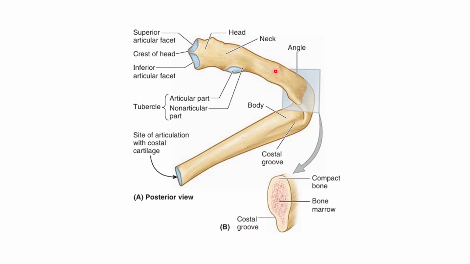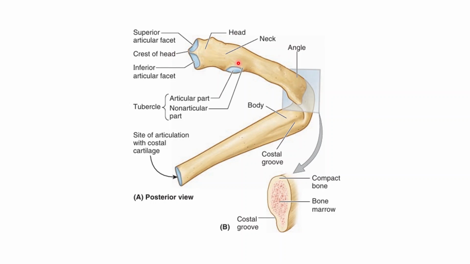Now, the head has two facets, as you can clearly see here, the superior articular facet and the inferior articular facet, and they are separated by a very thin line, as you can see here, which is known as the crest of the head. So the head of the rib has superior and inferior articular facets separated by the crest of the head. Going downwards, we have the neck.